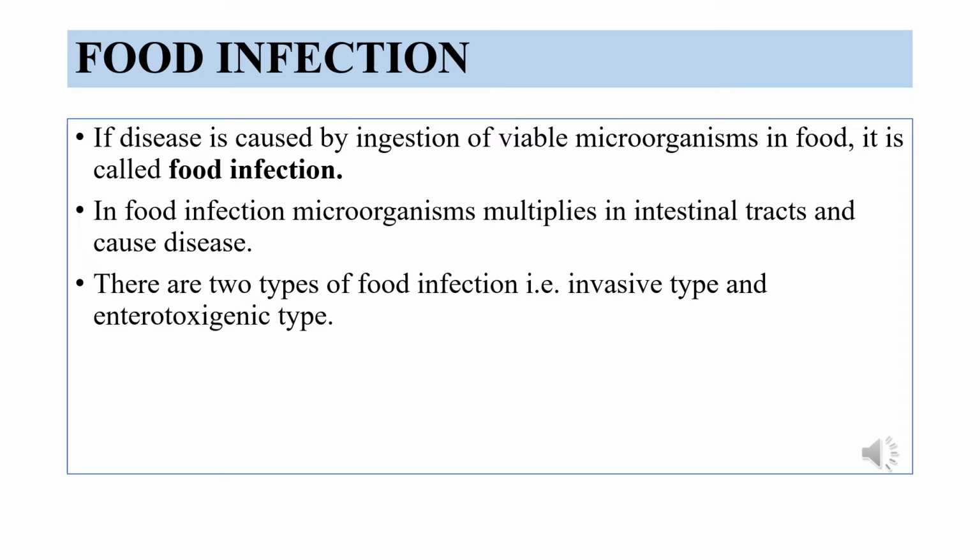Food infection. Now, food infection is a very different term from food poisoning. In food infection, the disease is caused by ingestion of viable microorganisms in food, and as a result it causes a food infection. Now, what is the meaning of ingestion of viable microorganisms? Any food which is contaminated with bacteria or microorganisms harmful to the human body, when it enters the human body, will cause a food infection.